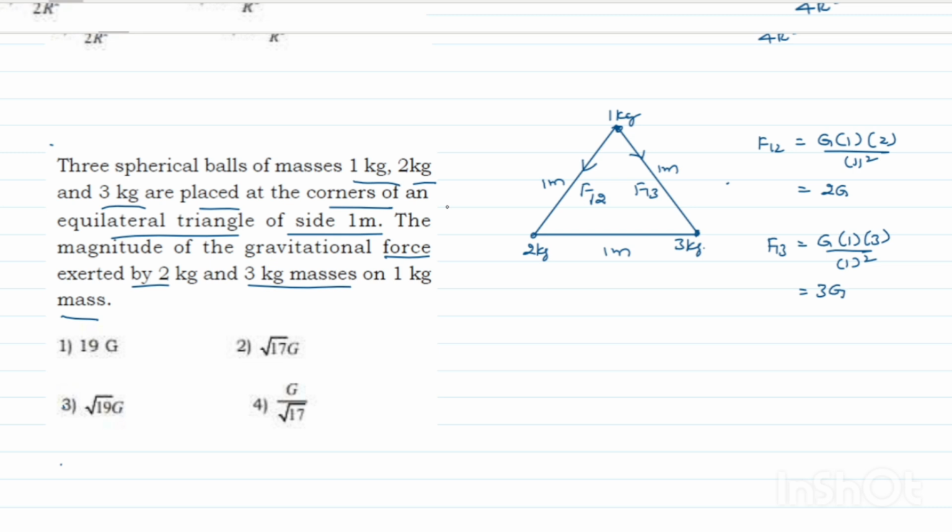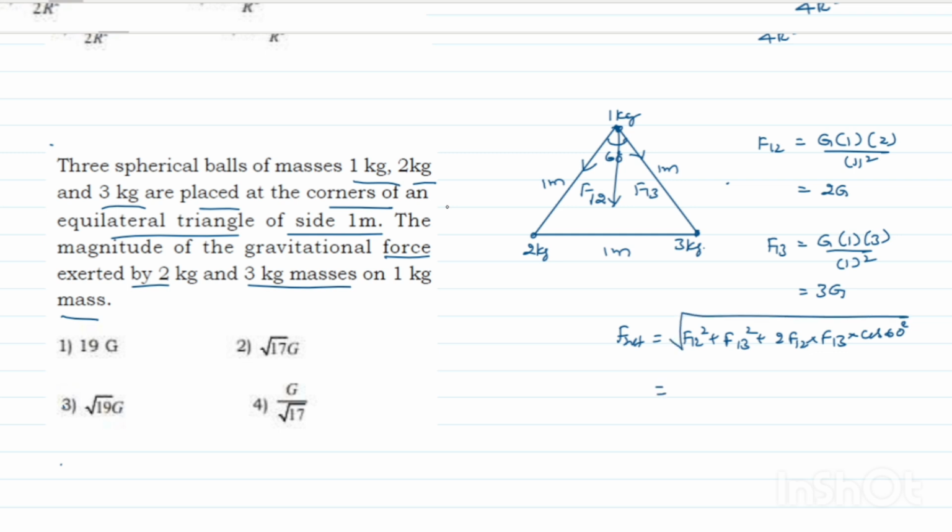Now it's an equilateral triangle, so the angle between these two vectors will be 60 degrees. The resultant of these two will act along this direction. Then F net is nothing but F12 squared plus F13 squared plus 2 into F12 into F13 into cos 60 degrees.